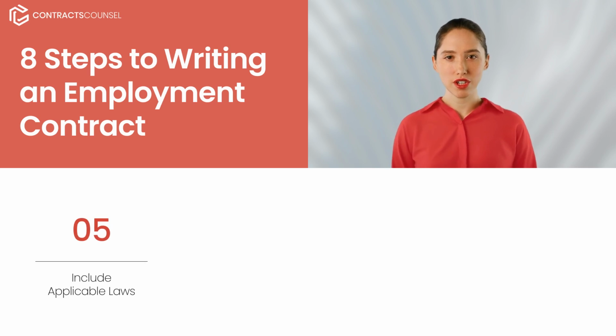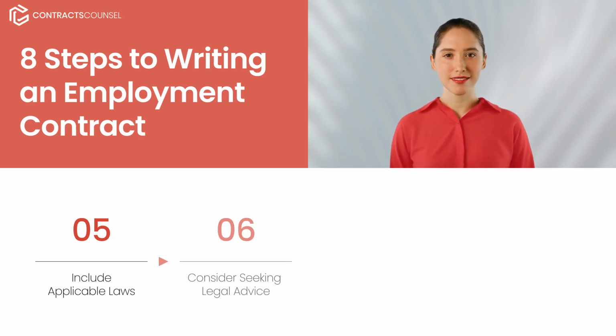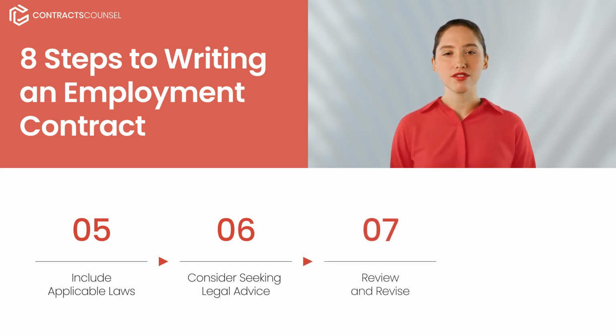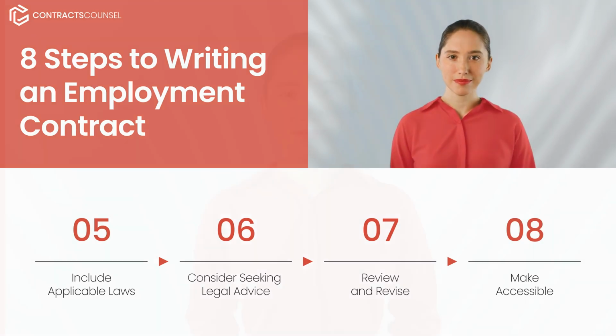5. Be sure to incorporate any applicable laws and regulations that may be specific to your state or industry. Note this may require research. 6. If you are unsure about anything, consider using Contracts Council's platform to seek advice from an experienced employment lawyer. 7. Review and revise the agreement to make the language clearer and confirm you have included everything needed. And 8. Create a single document to serve as your employment contract and ensure both parties have access to it.